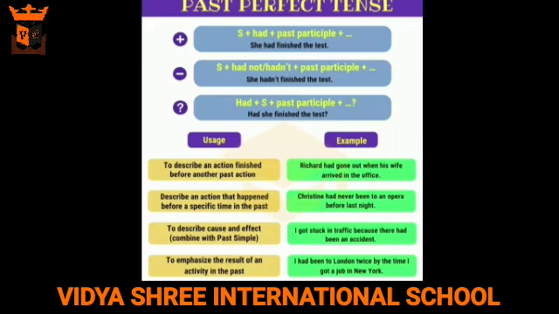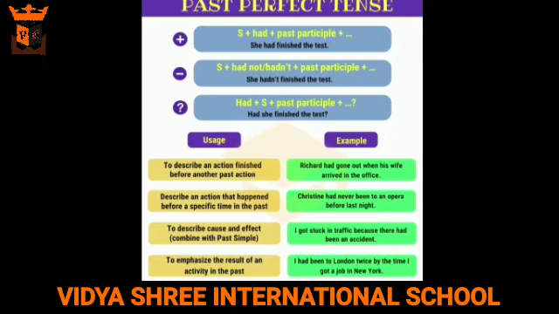Where do we use past perfect tense? It is used to describe an action finished before another past action. For example, Richard had gone out when his wife arrived in the office. It is also used to describe an action that happened before a specific time in the past. For example, Christine had never been to an opera before last night.